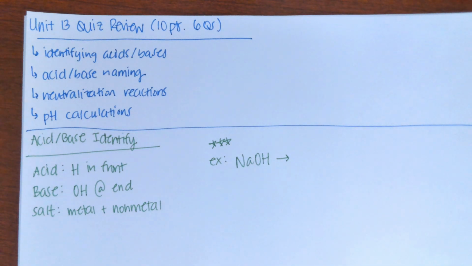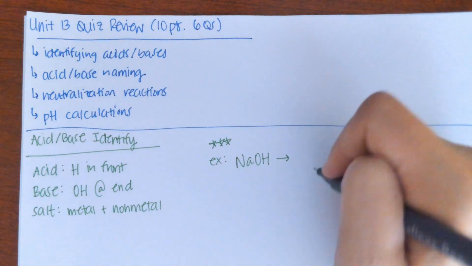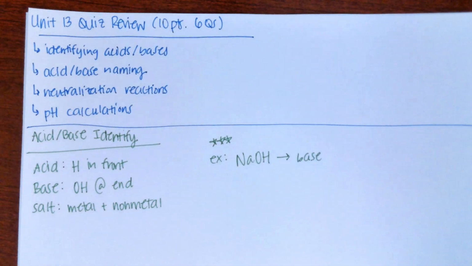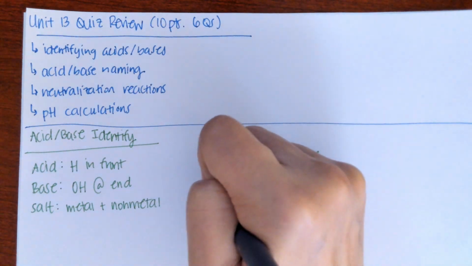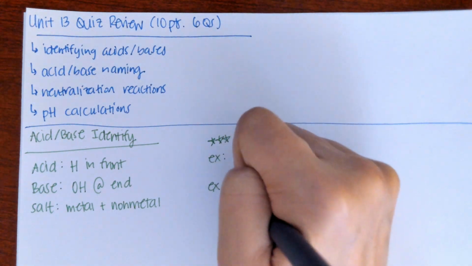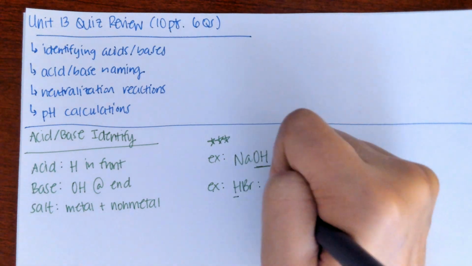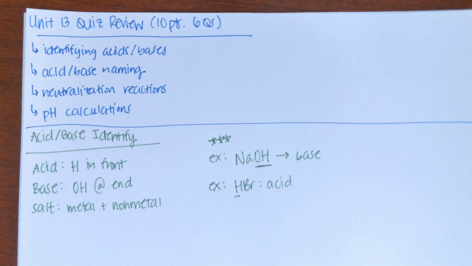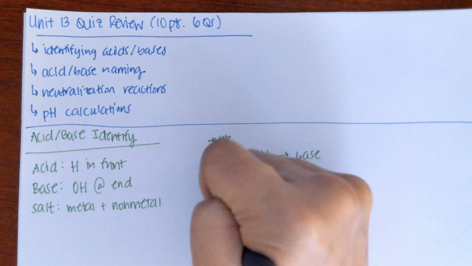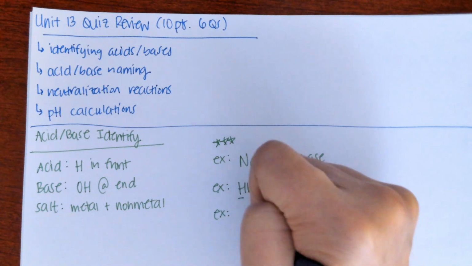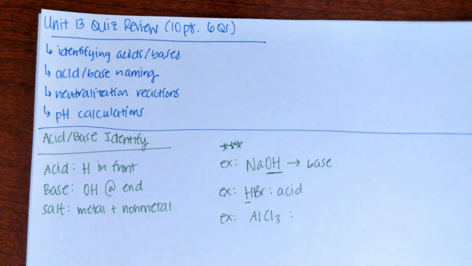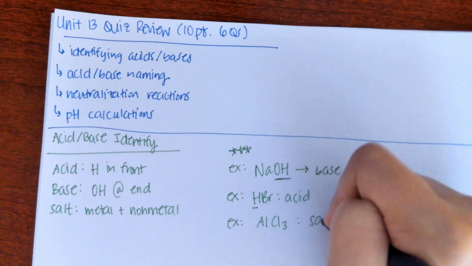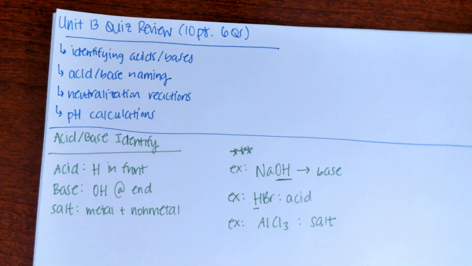So for example, NaOH. Acid, base, or salt? Base. Because of the OH at the end. Good. How about HBr? Acid. So this is basically what you'll be expected to see, like HBr, blank, and you write acid or base. So if it has none of those, it's just a salt. Exactly. So if I give you aluminum chloride, that is a salt. Pretty straightforward. It's going to be one of those three.